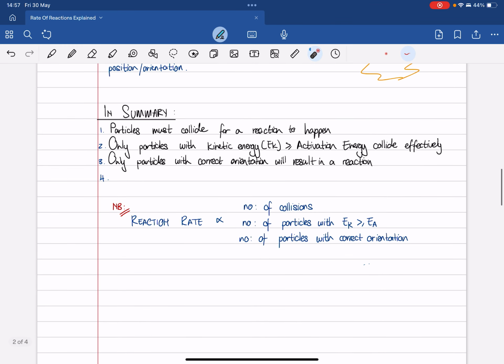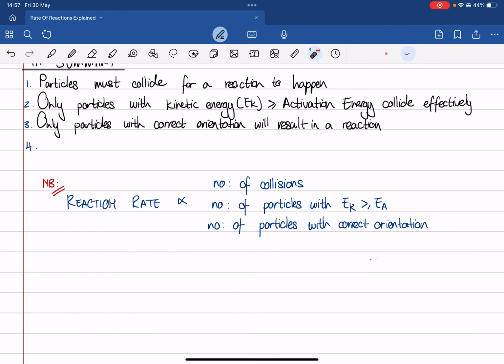The fourth summary, which is actually the most important thing, and what we need to take note of, is that the reaction rate, so how fast our reactions are happening, is directly proportional. So this symbol means directly proportional to these three things. It is directly proportional to the number of collisions. It is directly proportional to the number of particles with kinetic energy greater or equal to the activation energy. The reaction rate is directly proportional to the particles with the correct orientation.